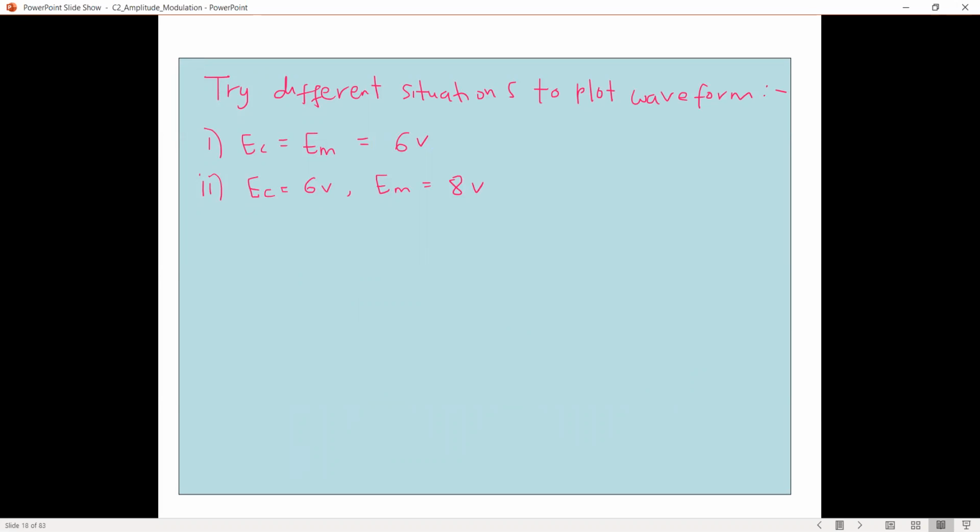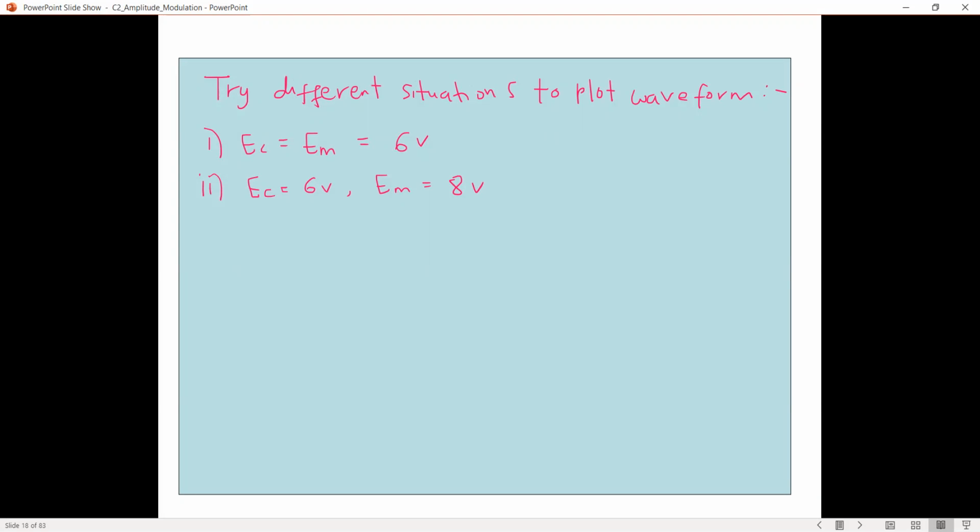All right, so this is your homework, your exercise. You're given two conditions. You try to plot the waveforms for these two conditions. First is where EC is equal to EM, which is 6 volt, and second is when EC is equal to 6 volt and EM is equal to 8 volt. So please, each of you try to plot the waveforms. Then we continue this Wednesday, inshallah.